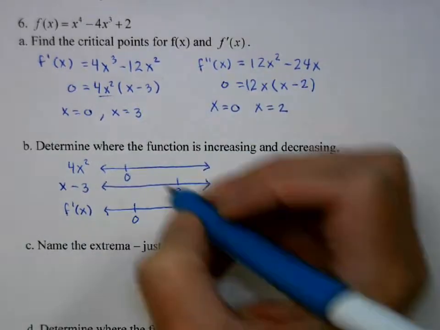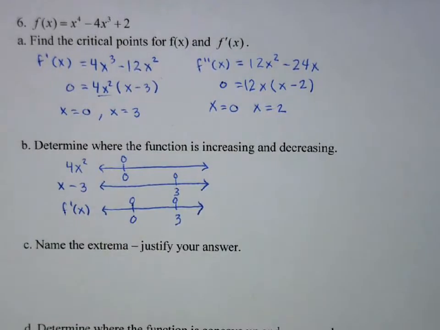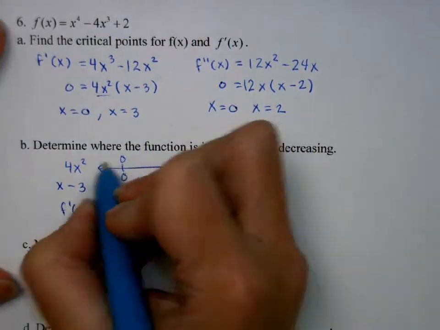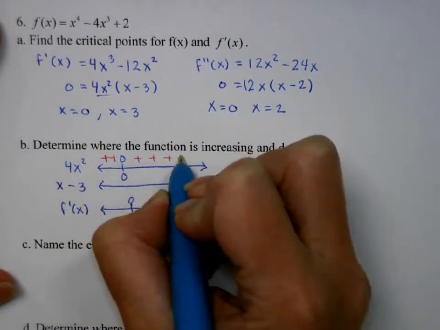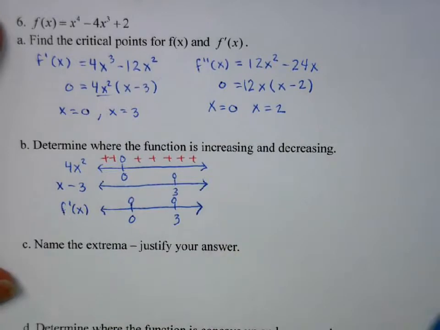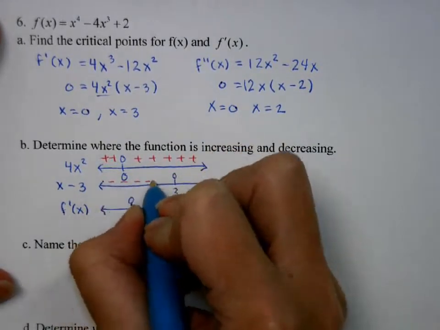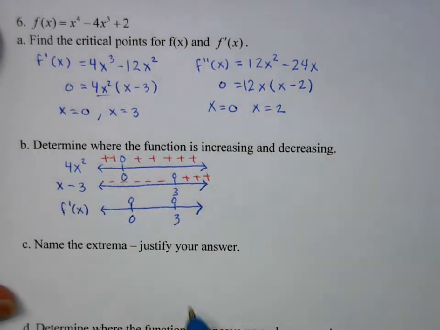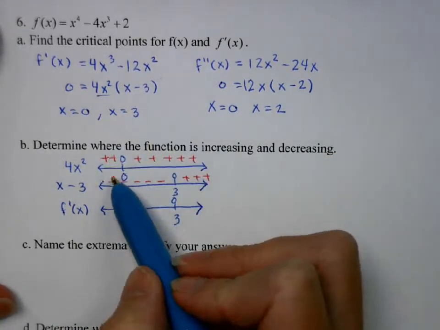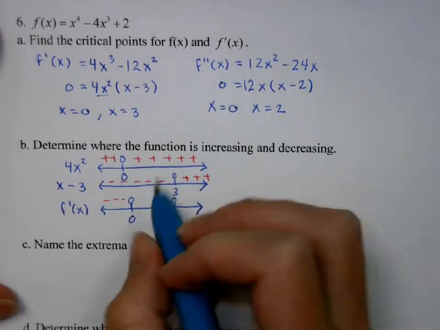So for the first number line, if I plug in a number less than 0, we'll get a positive value. If I plug in a number bigger than 0, I will get a positive value. This one, if I plug in a number less than 3, I'll get negative. Bigger, I will get positive. So in my derivative, we're multiplying a positive number times a negative number. So this will be negative. Positive times negative is negative. Positive times positive is positive.